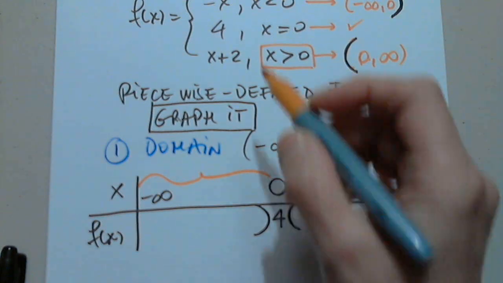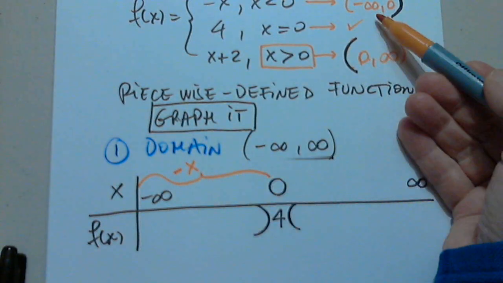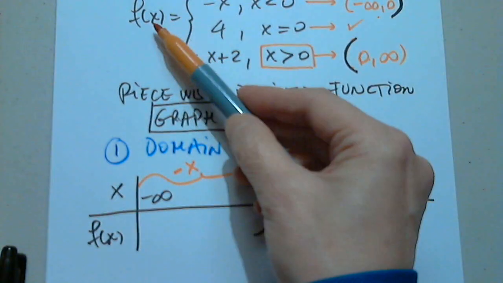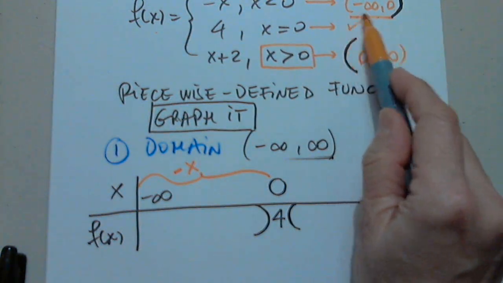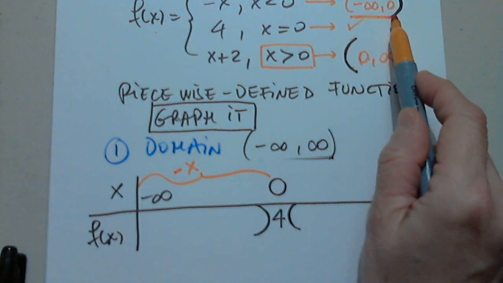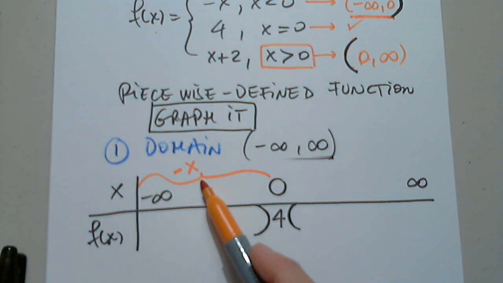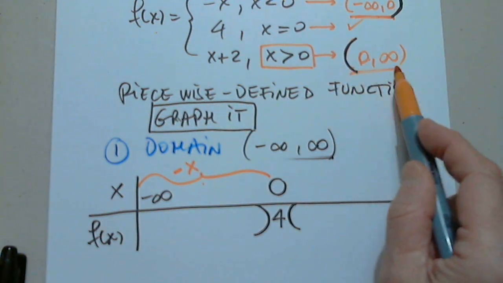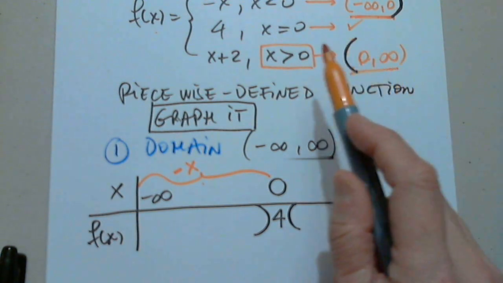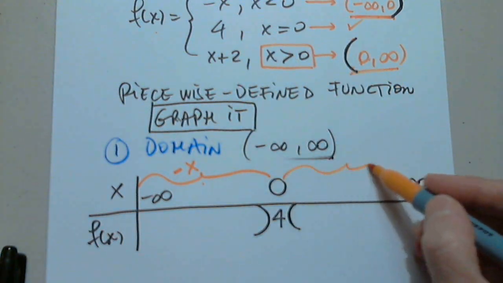On this interval, I will be using negative x because that's what I have. The function says, whenever x is between negative infinity and 0, you must use negative x. Whenever you pick x between 0 and infinity, you must use x plus 2. Okay, fine.